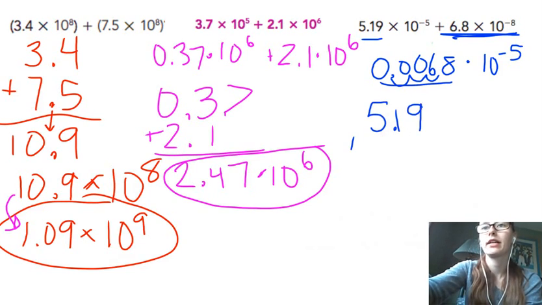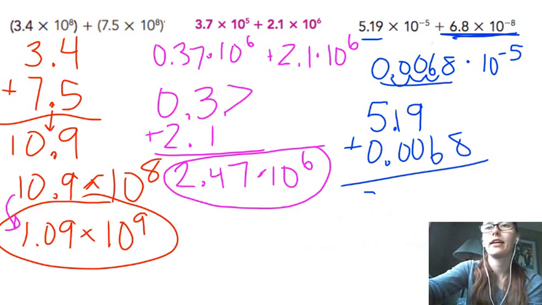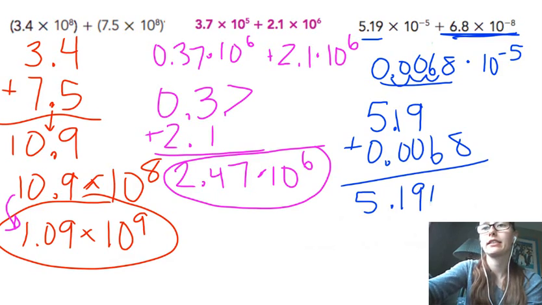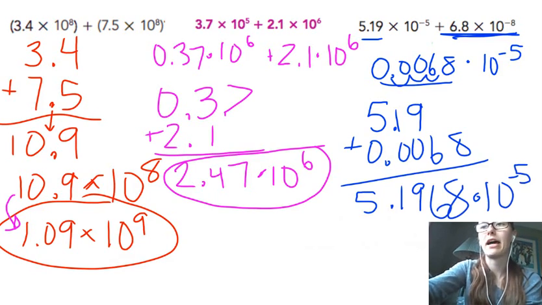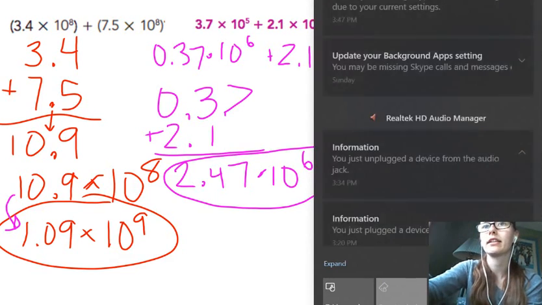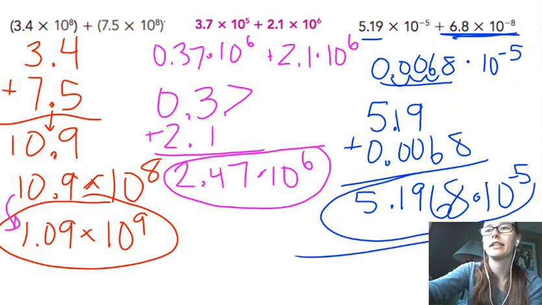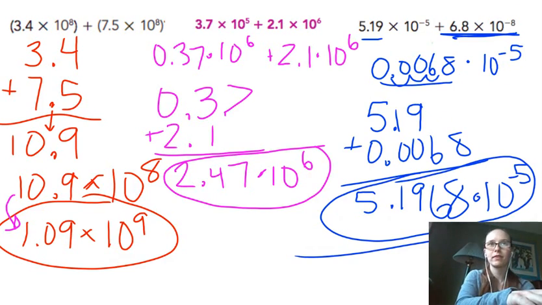5.919 plus 0.0068, and I get 5.1968 times 10 to the negative 5th power, and it's already in scientific notation form.